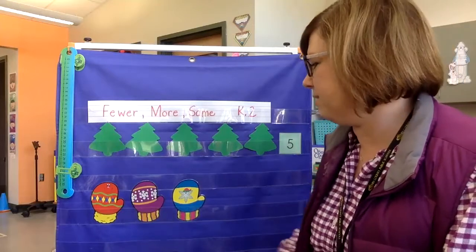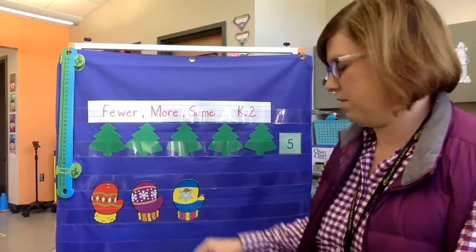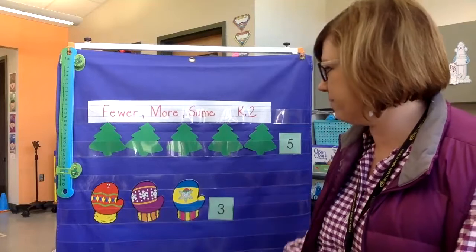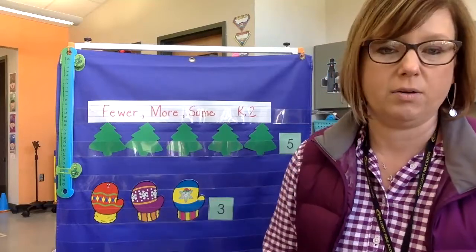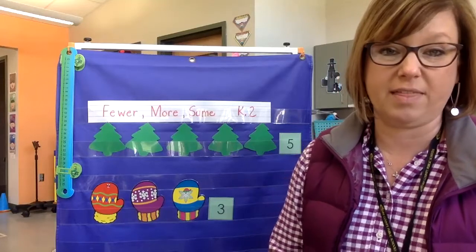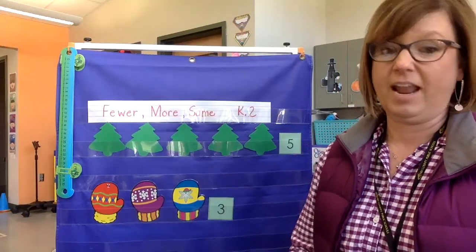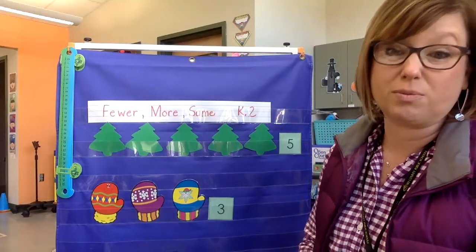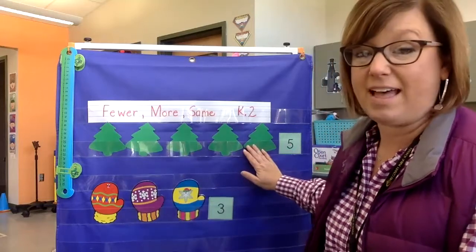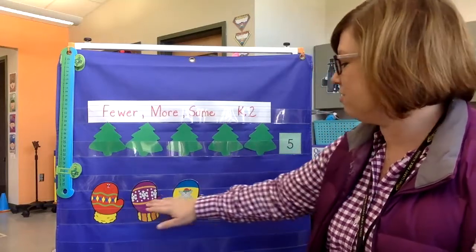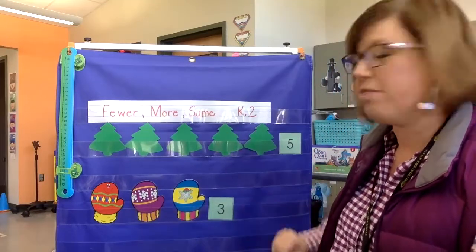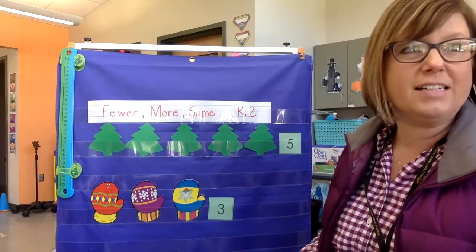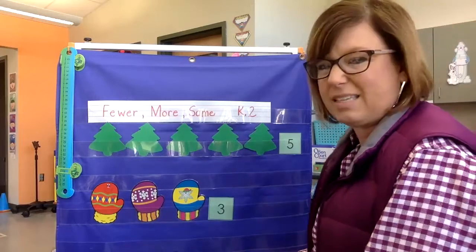And let's count how many mittens I have. 1, 2, 3. And I'm going to put my 3 right there. Which one of these sets has more? Which one has more than the other? If you say Christmas trees, you are right, because there are 5 of them, and there's only 3 mittens, and 5 is more than 3. Good job.